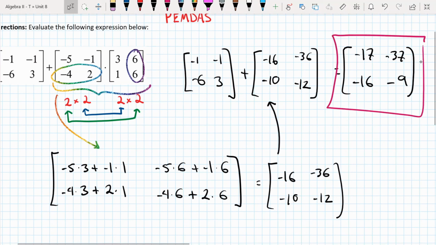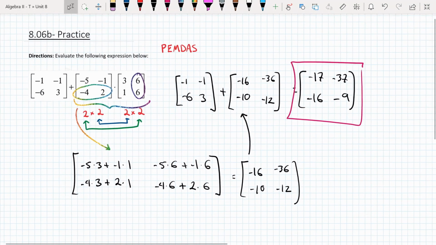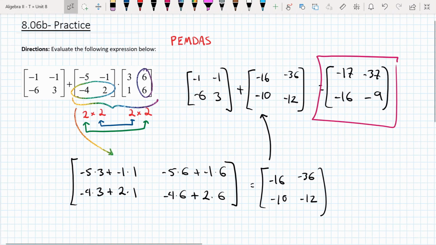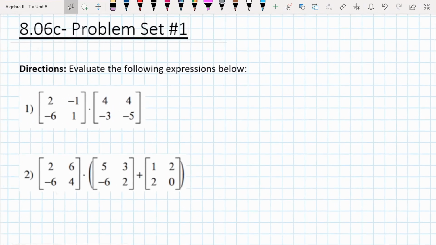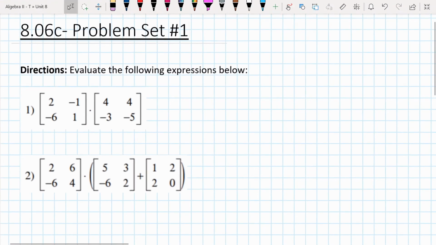Okay, I won't go through the next problem set because I do want you guys to try these on your own. The answer key for all these problem sets will be on the one if you scroll down, but I want you guys to work through problem set number 1, then problem set number 2, and then if you'd like, there's a challenge question in the OneNote as well. It's really important that you guys understand how to use these operations to evaluate matrix expressions, because this is going to come into play when we start applying this to systems of equations.